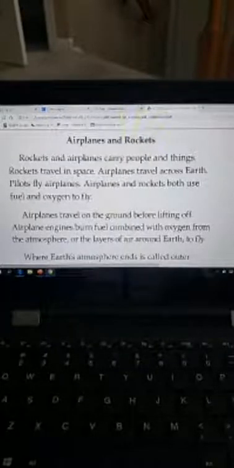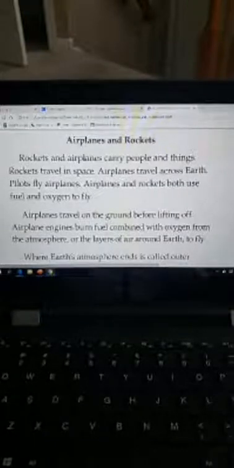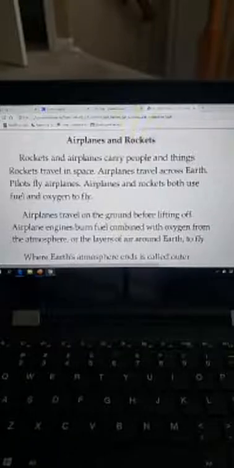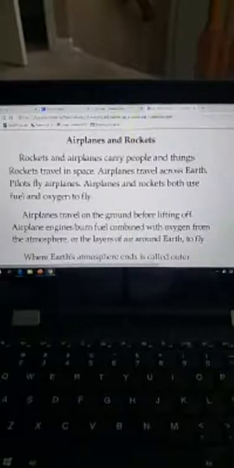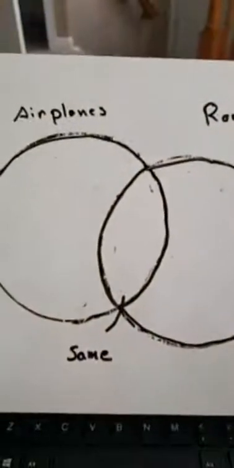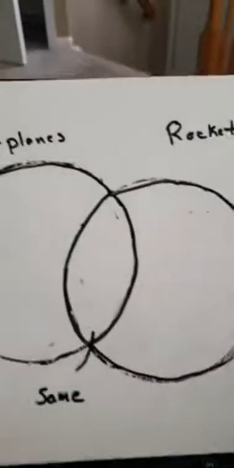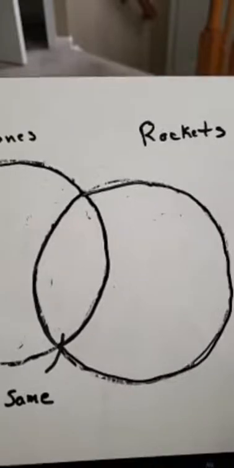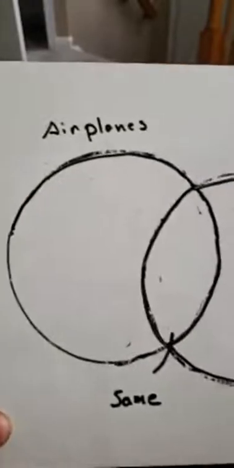I see a response from the students that said that they both fly. Remember that answers are text dependent. So when we start reading the text, we're going to get some answers. All right, airplanes and rockets. So we know we already started getting organized because we have our Venn diagram with airplanes and rockets. So we know that we're comparing and contrasting airplanes and rockets.